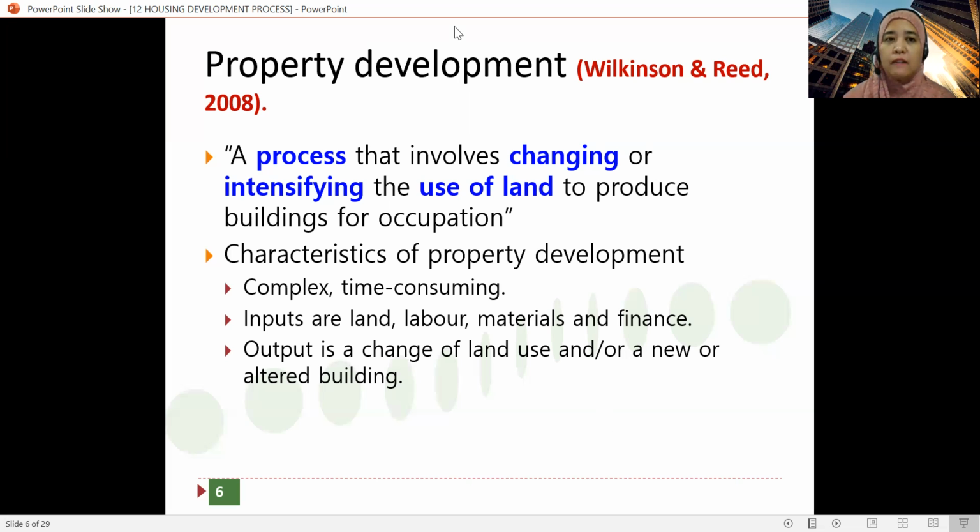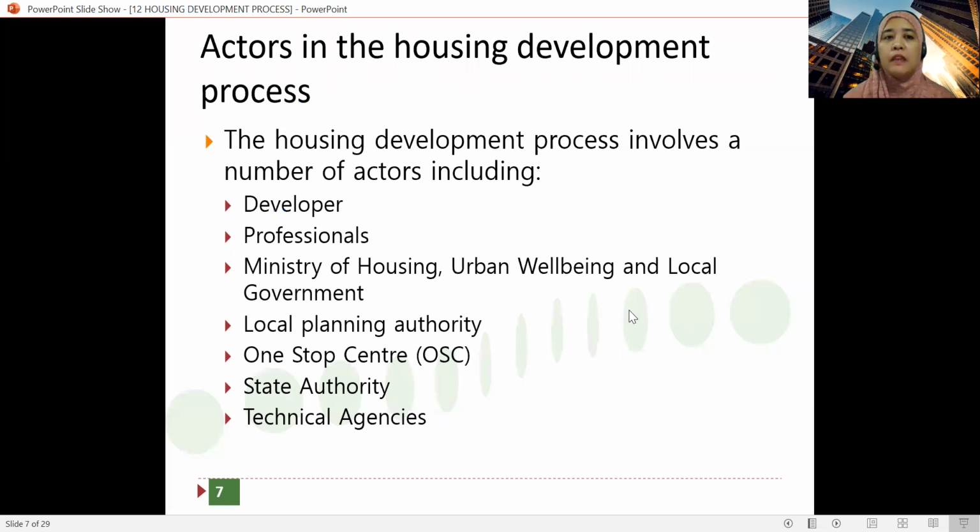Okay, so that is the definition of property development, and also the characteristics of property development. Now we go to the actors in the housing development process. We said before, it involves a number of actors, including developers, professionals, and also the one controlling the overall property development, which is the Ministry of Housing, Urban Wellbeing and Local Government.